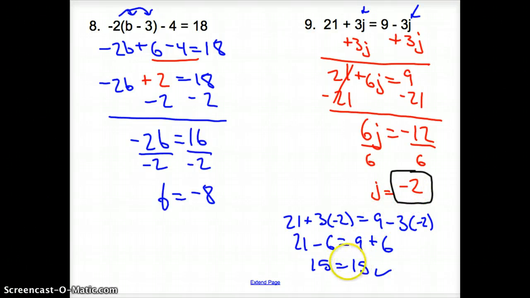If we would have found the wrong answer, it would have been 15 equals 4, or 15 equals 3, or 5 equals 2. The numbers wouldn't have matched. But since the numbers match, we know we found the right number.